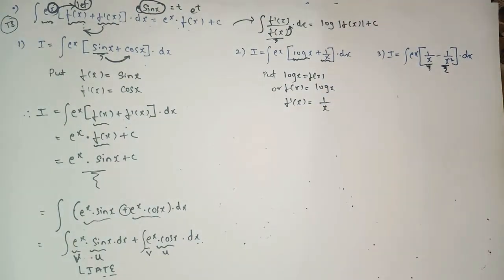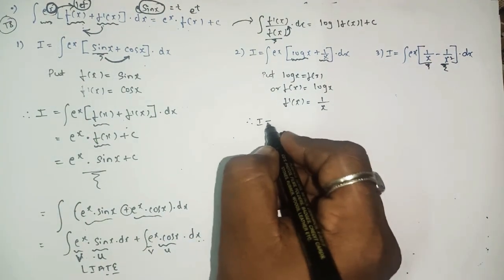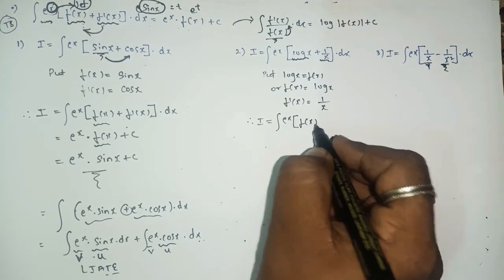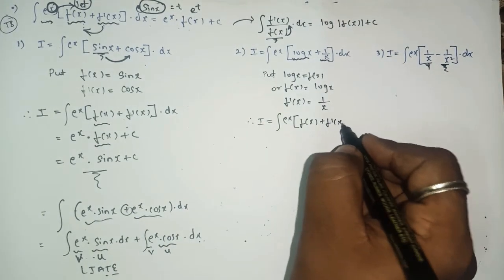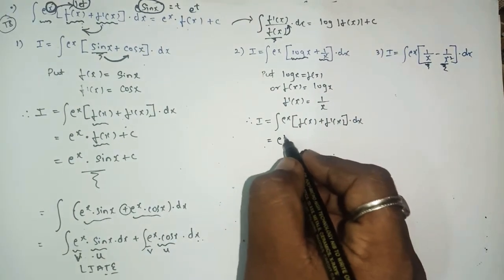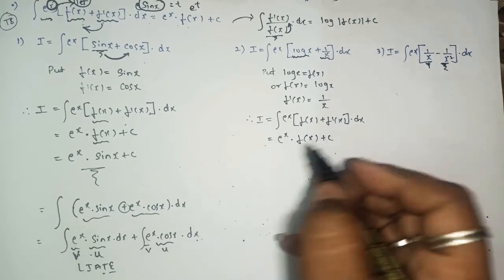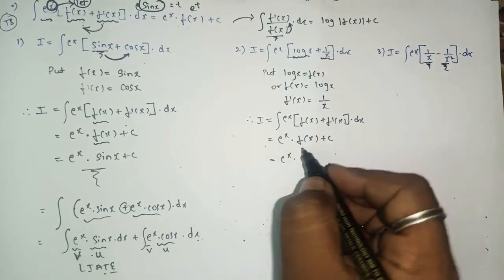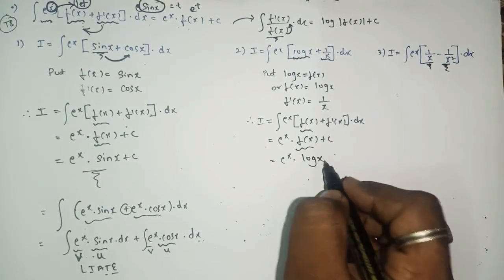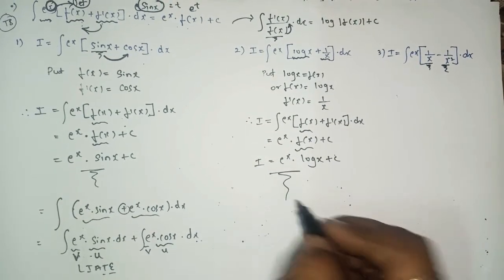Therefore, using the property, I equals the integral of e raised to x times f of x plus f dash x into dx. We know that the answer is e raised to x f of x plus c. So here e raised to x will be e raised to x, and f of x is replaced by log x. So the final answer will be e raised to x into log x plus c. In this way you will find your answer.